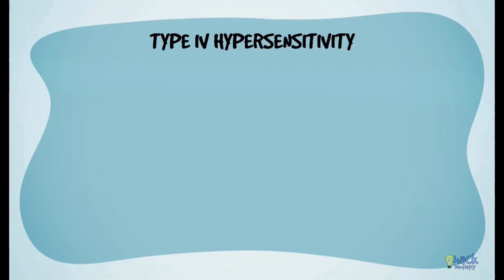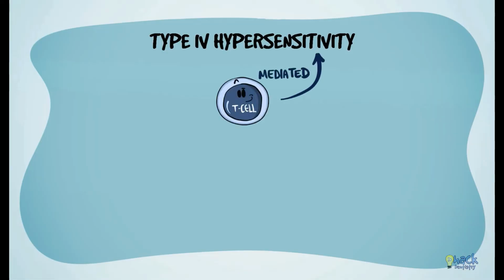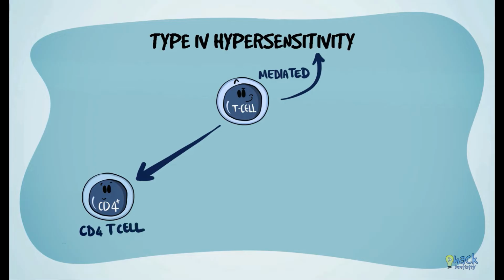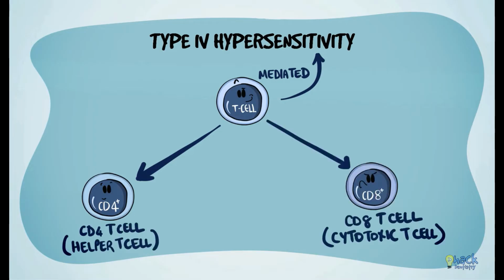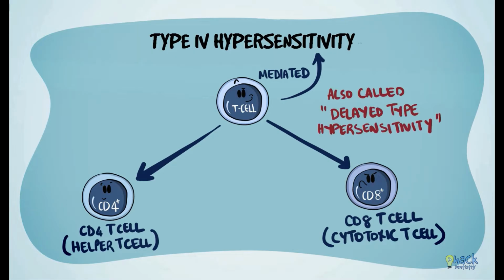Now, type 4 hypersensitivity reaction is a T-cell mediated response, primarily caused by CD4 T cells, though these reactions can also be caused by CD8 T cells. Type 4 hypersensitivity is also called delayed type hypersensitivity due to its delayed onset of reaction.